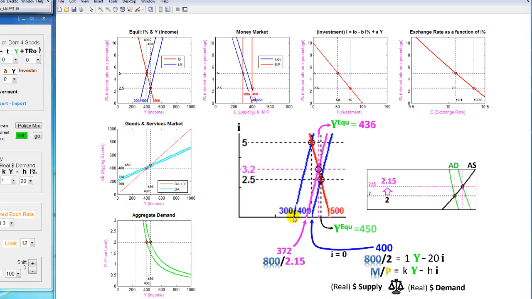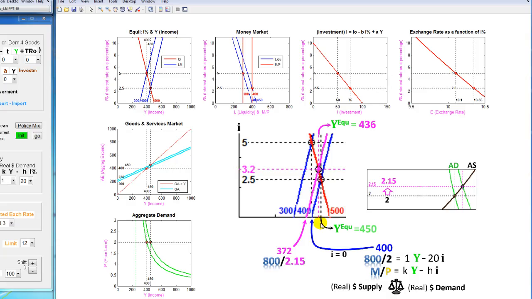Then when we pass from 600 to 800, we have 800 divided by 2, 400, and then when interest rate was 0, income was 400. So the intercept was this value right here, which is this 400.